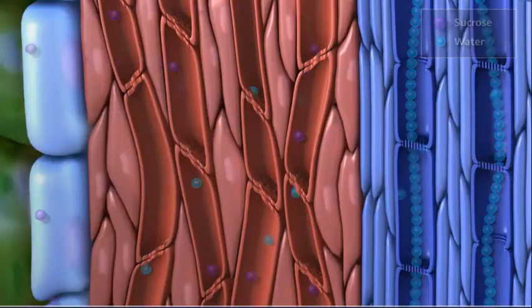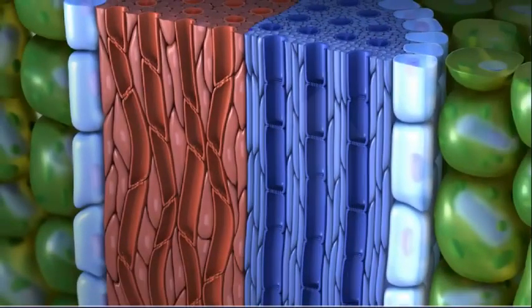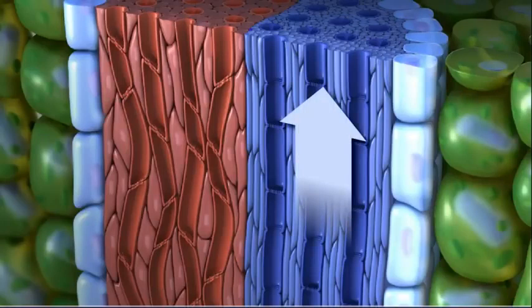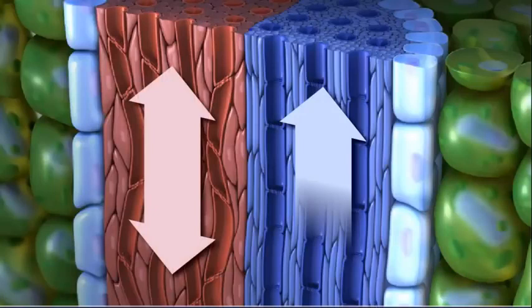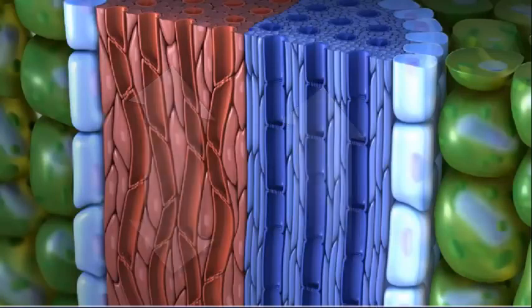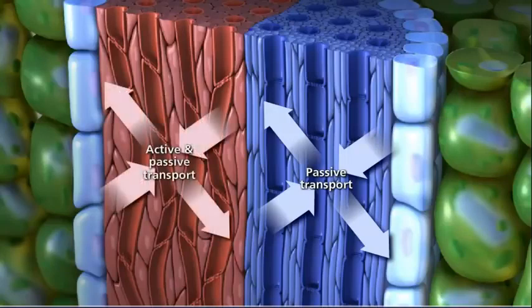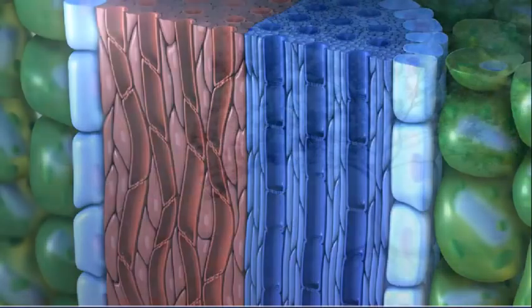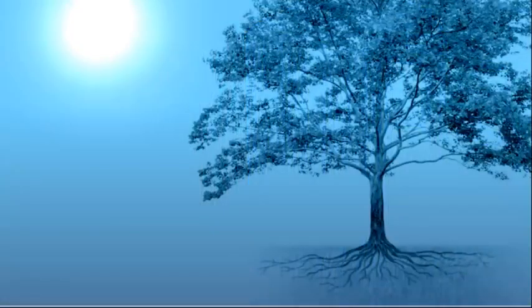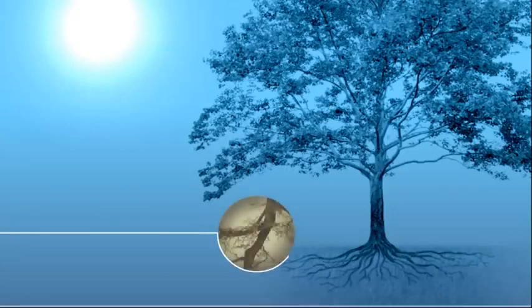carbohydrates in the phloem. Water movement in vessels is one way, while transport in sieve tube members can go in both directions. Water potential is an important driver in both xylem and phloem transport, but only phloem transport utilizes both active and passive transport. Our heart pumps blood throughout our bodies to provide nutrients and water to our cells.